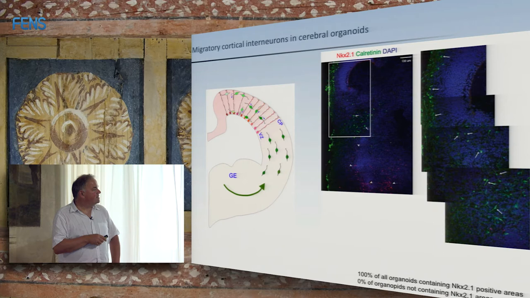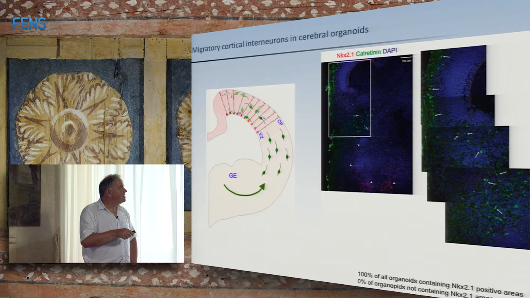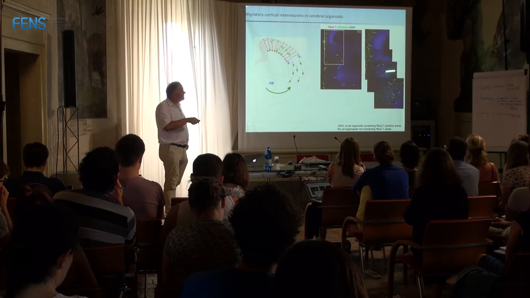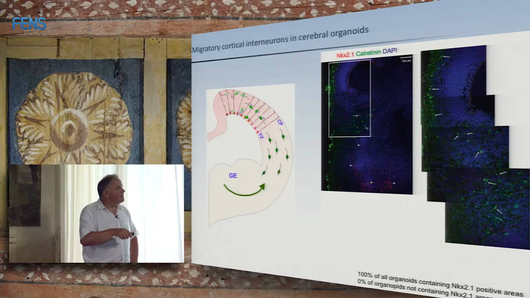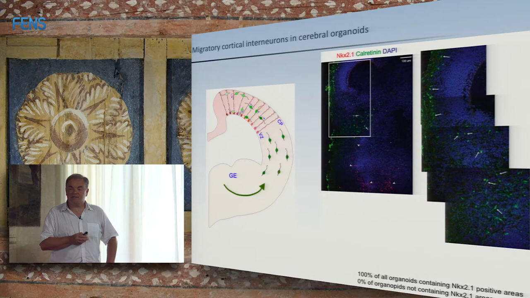And in Madeleine's original work, we already had suspected that this interneuron migration might occasionally be recapitulated in the cerebral organoids. We were lucky to catch one organoid in a way so that we would section both a ventral and a dorsal cortical region, and you see these calretinin-positive cells, which in a higher magnification look morphologically like they would be migrating interneurons. But calretinin is not a unique marker for migrating interneurons.